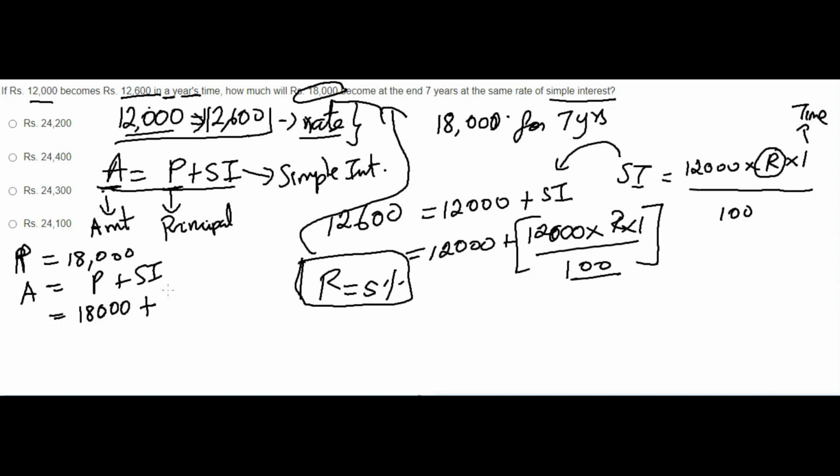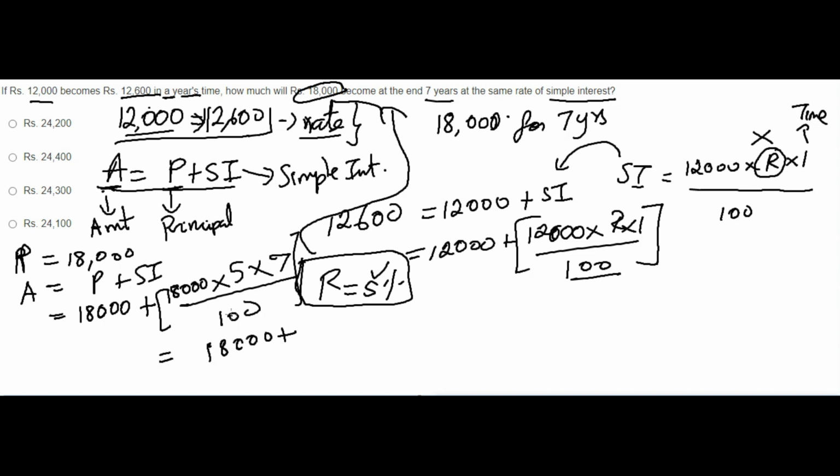A is equal to 18,000 plus, in the bracket, the first amount 18,000, the principal amount, into the rate of interest we found, 5%, so you write it as 5. And how much time? Time is 7 years. Divided by 100. If you do so, you will get the answer.